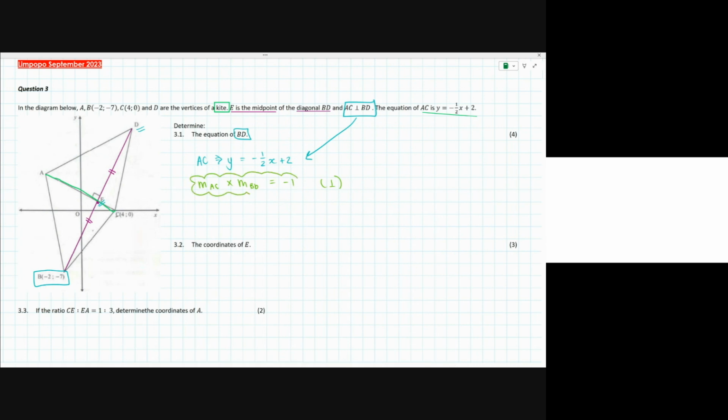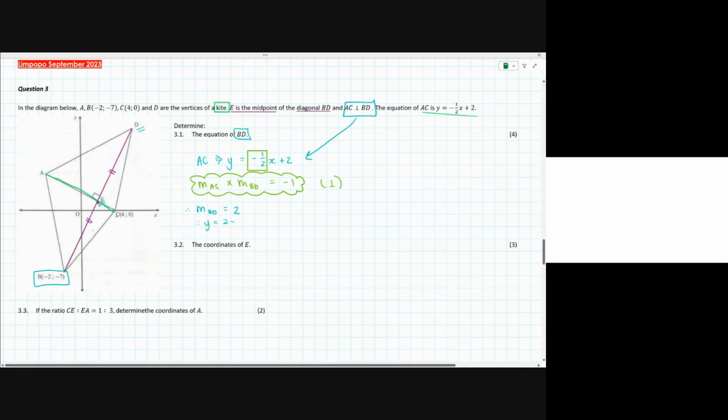Now, obviously, you can go and work it out if you want and do all the inverse operations, but there's a little trick. What we do is we take the gradient that we know, and in order for us to find the gradient that is perpendicular, the gradient now of BD, we flip the fraction. So instead of 1/2, it now becomes 2/1, which is just 2. And we change the sign. So this gradient is negative. It's now positive 2. So now we know the gradient, which is great.